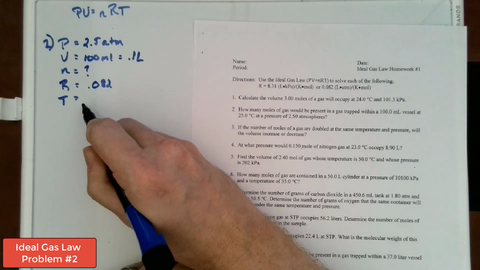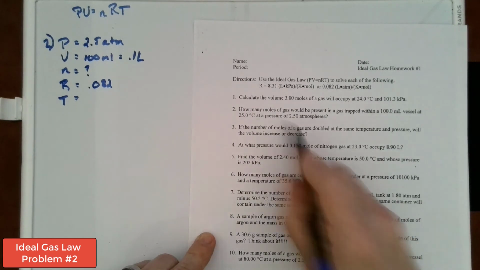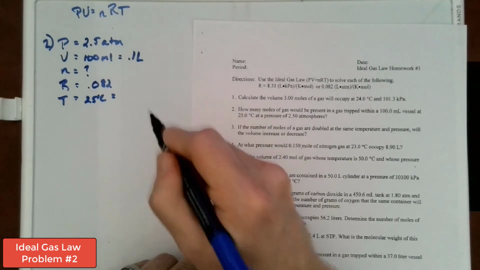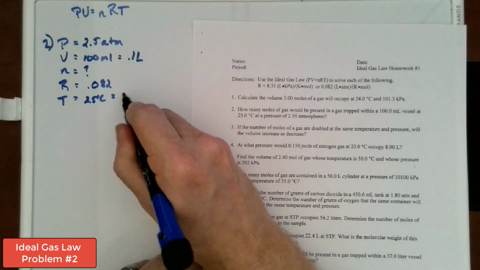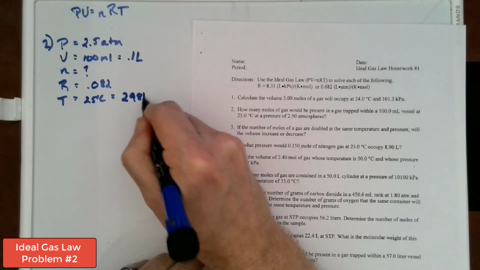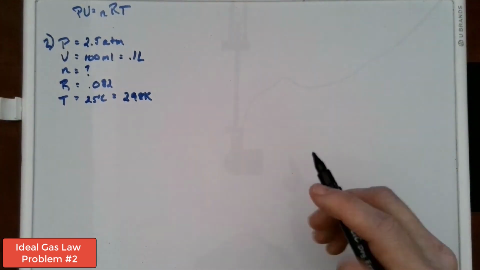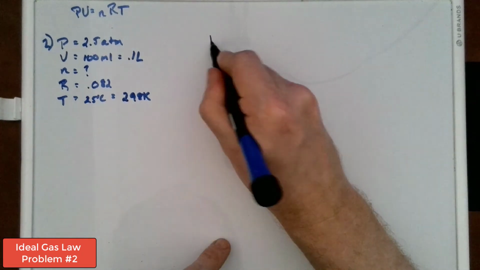T is Kelvin. We are currently given Celsius. That's a quick conversion. We know we add 273 to it, which results in 298 Kelvin. With all my units identified, I can now plug in and solve. Remember, we're solving for a number of moles here.